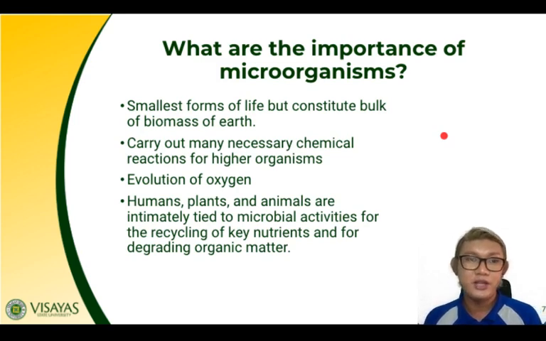We know that nitrogen cannot be used directly by plants, but because of nitrogen fixers, the microorganisms that are able to convert nitrogen into ammonia or nitrates, then it can be used directly by plants for their growth. Okay? There are also microorganisms in the gut of ruminants, like in cows, that help these organisms in digestion.